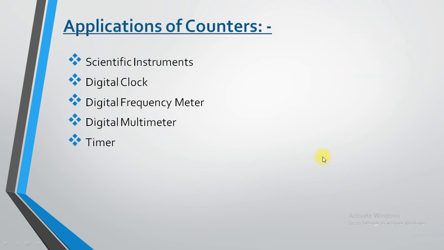And the last point is the applications of counters. Counters can be used with scientific instruments, digital clocks, frequency meters, multimeters and timers. So these are all the applications of counters. Let me repeat it once again. Scientific instruments, digital clocks, digital frequency meters, digital multimeters or timers are all known as applications of counters.